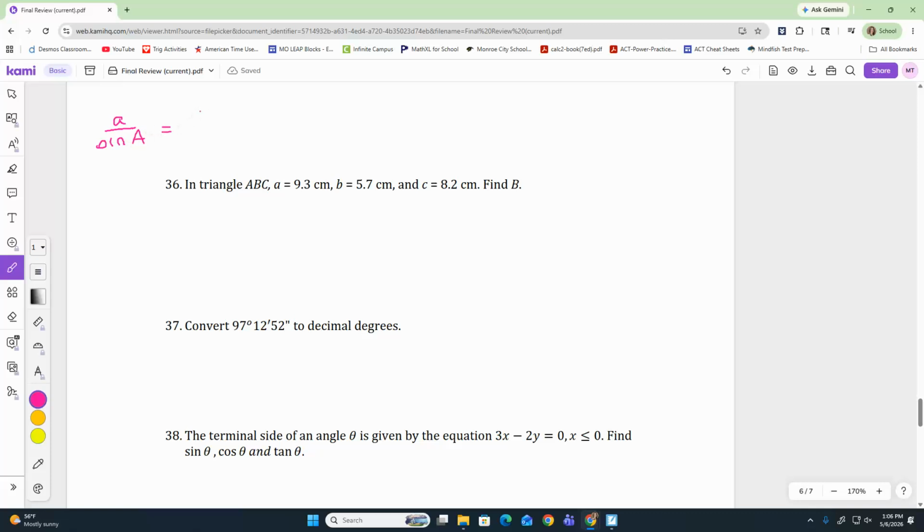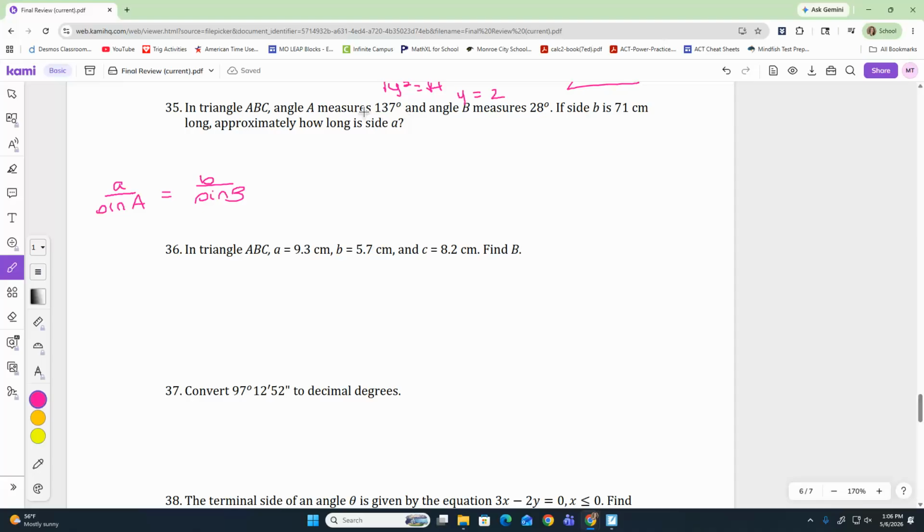Like a over sine A equals b over sine of B, because on that question, you knew both angle A and angle B and side B. So it's just a matter of plugging in and multiplying. Here, though, I don't know any of the angles, so law of sines doesn't work. I'm trying to find angle B. So law of cosines has 3 variations. Since I'm looking for angle B, I would use this variation.